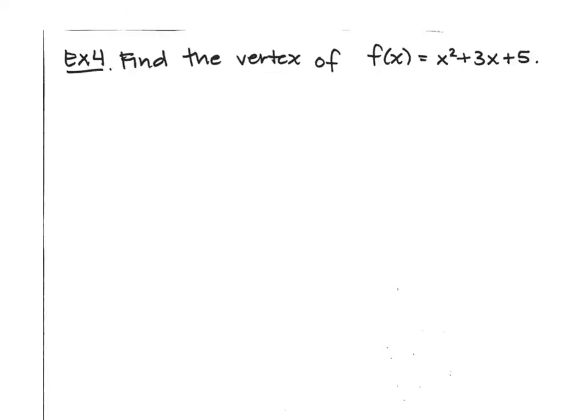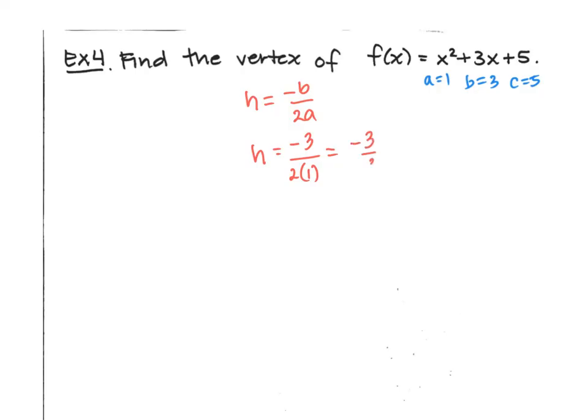For the last example, I'm going to find the vertex of f of x equals x squared plus 3x plus 5. If you like to complete the square, you're welcome to complete the square, but I know many of you like the -b/2a formula, so I'm going to use that here. It doesn't tell me I have to transform it to standard form, so I'll use the formula. So a is 1, b is 3, c is 5. According to the formula, h is -b/2a. What is b? b is 3, so -3/2 times a is 1.